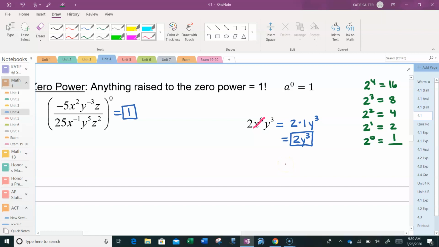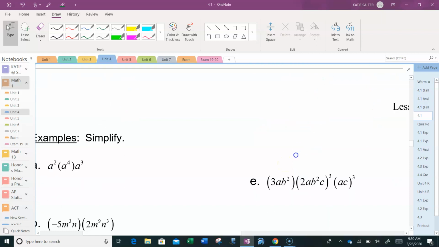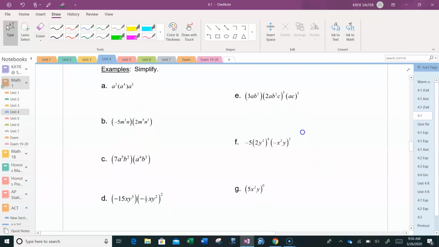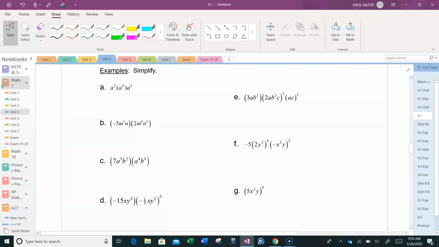All right, let's look at the next page. What I would like for you to do is take your sheet of paper and write down these problems. First, I want you to start with just A through C. Once you have done A through C, we will go over them, and then I will do D with you, and then I'll let you try E through G. So go ahead, write them down, pause the video, and try A through C.